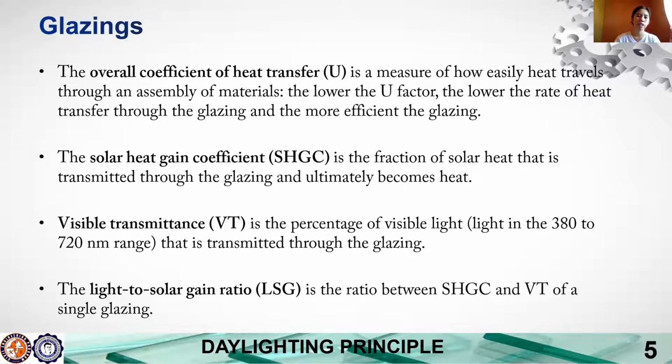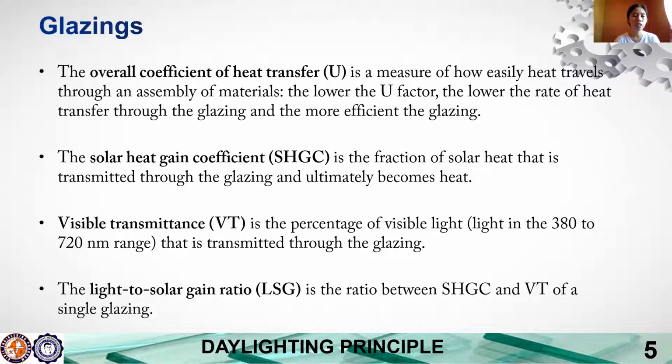Next is glazings. Typical performance measures for the center of glass for selected types of glazings. First, the overall coefficient of heat transfer, or U, is a measure of how easily heat travels through an assembly of materials. The lower the U factor, the lower the rate of heat transfer through the glazing and the more efficient the glazing. The overall or full window U factor of a window or skylight depends on the type of glazing, frame materials, and size, glazing coatings, and type of gas between the panes.